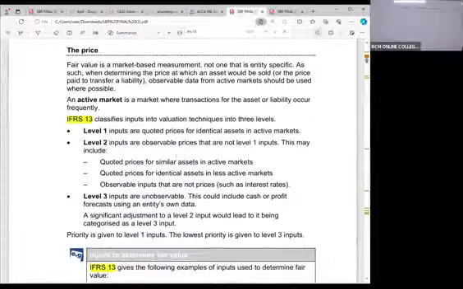Leave alone most things here. Level 2 inputs are observable prices that are not level 1 inputs. They may include quoted prices for similar assets in active markets. Actually, just leave it like that. Level 2 is for similar assets here.